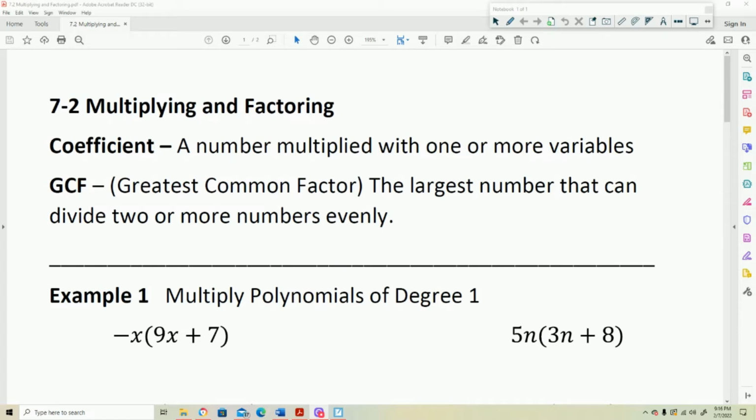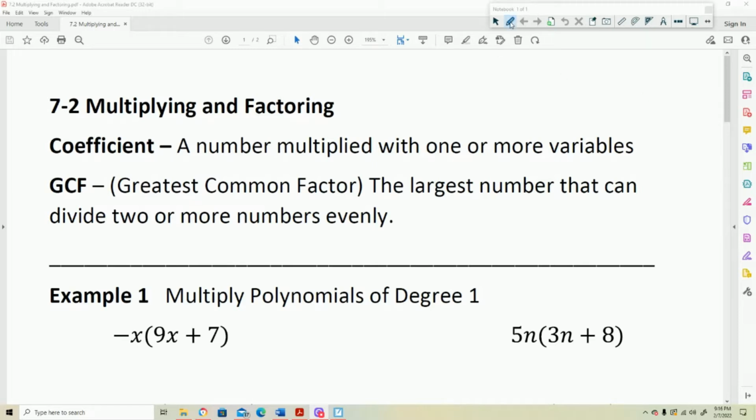Hey, this is Coach Olson Math, and we are looking today at multiplying and factoring polynomials. We're looking at the basics of that, and there's a few things we need to know before we start this. The first thing is what a coefficient is.